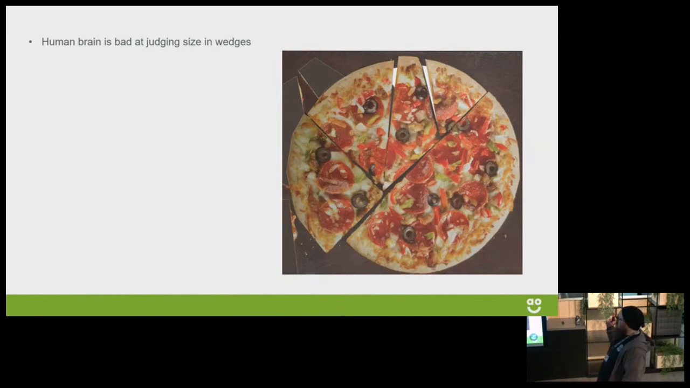There was going to be a really great opportunity to live demonstrate this with actual pizza. And we've got Chinese food on the way, so we're not going to do that. But who's ever cut a pizza into perfectly equal-sized wedges? The human brain is just bad at doing it.